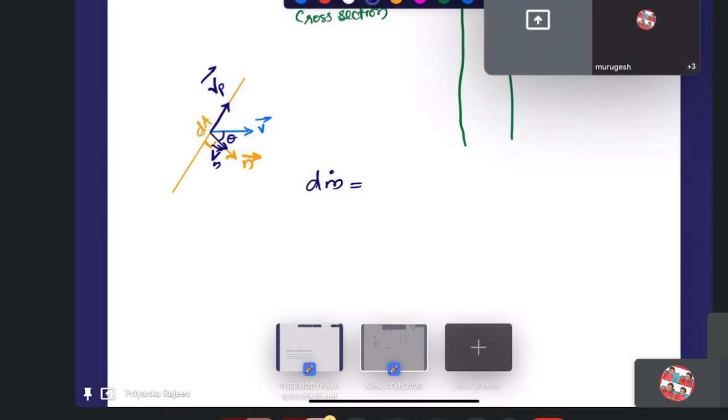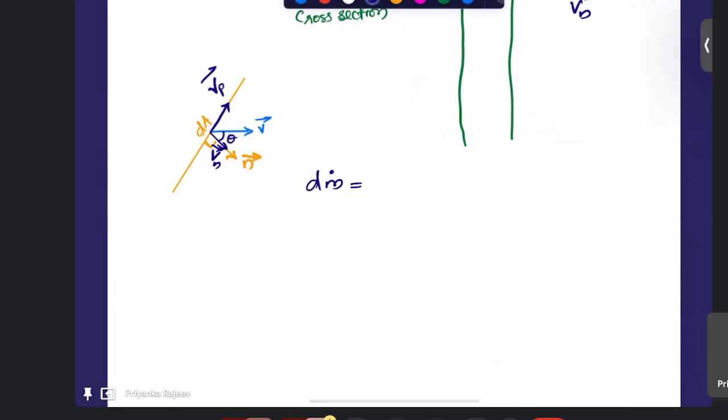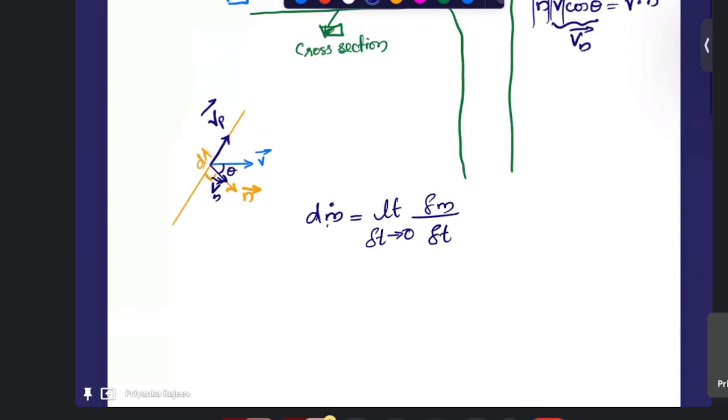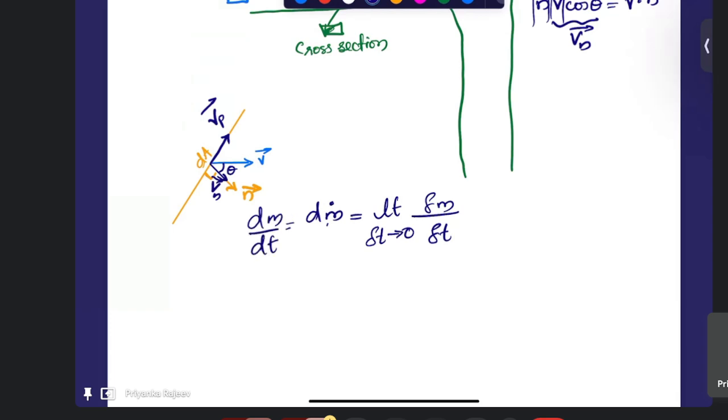Dot represents the rate of this mass. This m is the mass of the fluid element. Now, that is the limit as delta t tends to 0 of delta m by delta t. So you know that this is what dm by dt is, which is written over here as m dot. That is equal to change in mass per change in time.